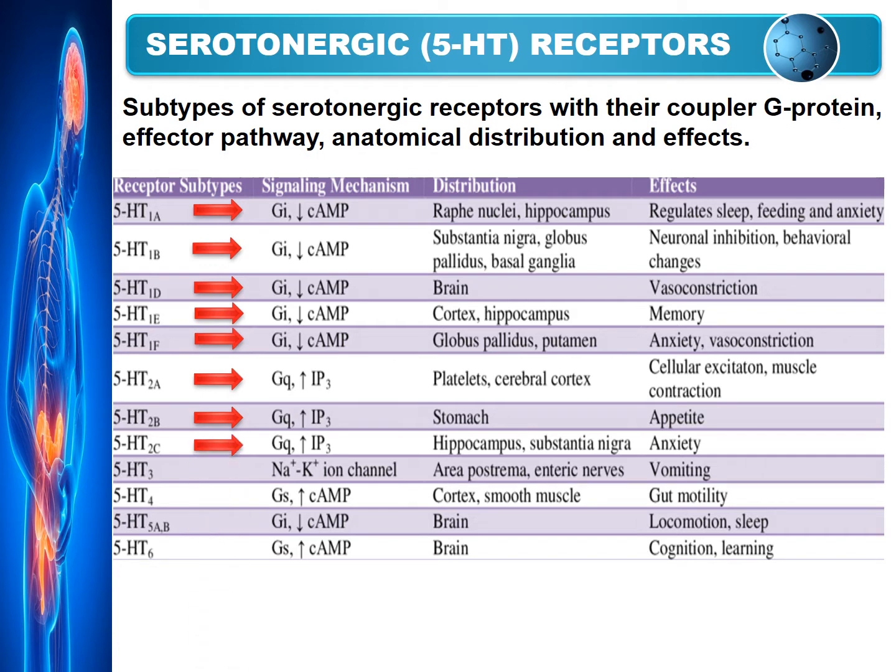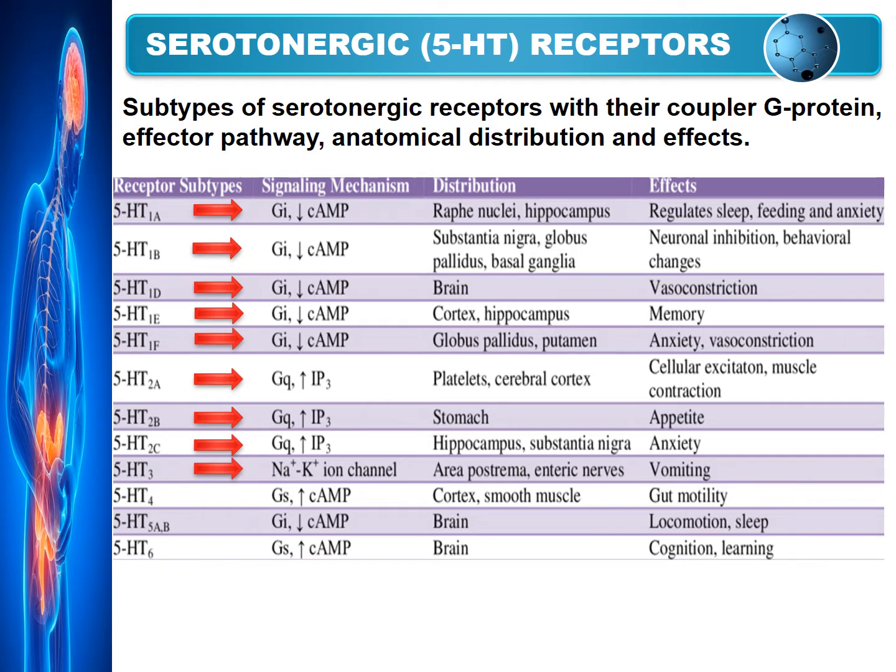Then the third subtype of the second family of serotonergic receptor is the 5-HT2C, having the GQ type of the G coupler protein. It functions through increasing the intracellular concentration of inositol triphosphate. It is located at hippocampus and substantia nigra. It affects and regulates the anxiety.